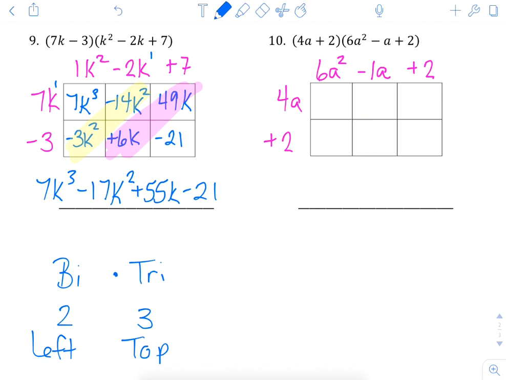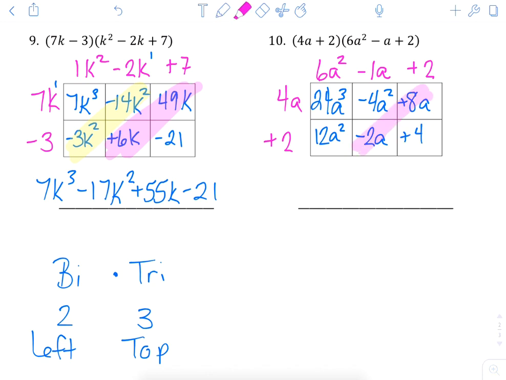All right, I'm multiplying. 4 and 6 makes 24. I have a to the third power for that box. 4a and -1a makes -4a squared. 4a and 2 makes 8a. I'm going to go ahead and put a plus there so I remember he's positive. Second row, I'm going to have 2 times 6a squared is 12a squared. Sorry, I said that wrong. 2 times -1a is a -2a. And 2 times 2 makes a positive 4.